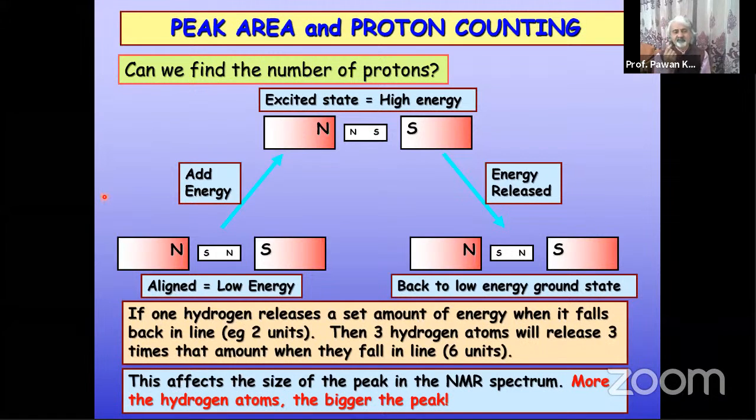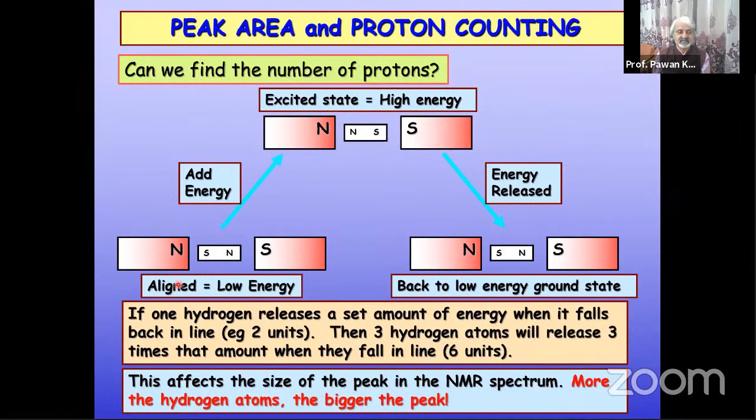So suppose one hydrogen, when it comes back to the ground state, releases 2 units of energy, and the energy measured in one experiment is 6 units. Then I can say that there are 3 hydrogens in this group, right? And if it is 8 units, 4 hydrogens; 4 units, 2 hydrogens. And this amount of energy released affects the size of the peak in the NMR spectrum. The more the hydrogen atoms, the bigger the peak.